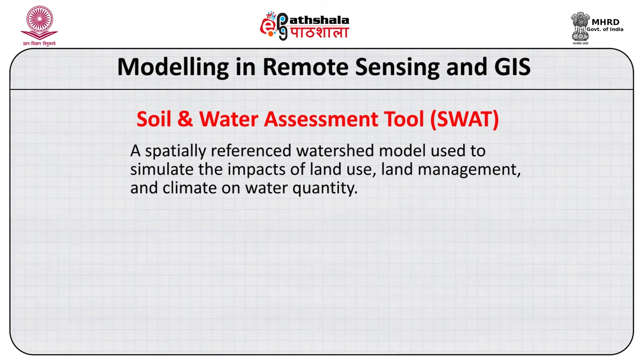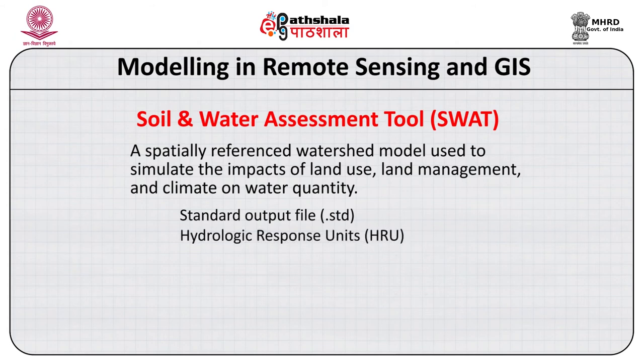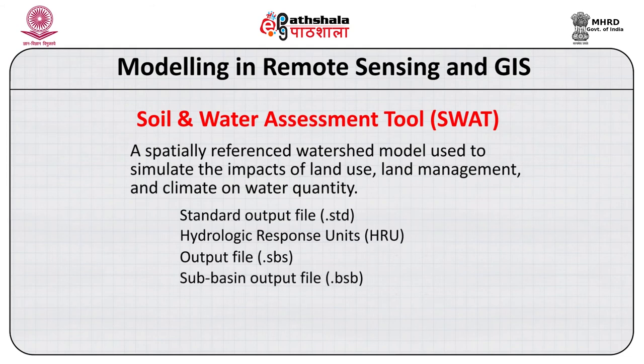A number of output files are generated by SWAT. These files can be grouped by the type of data stored in the file. There are 4 output files generated in every SWAT run. These files are the standard output files denoted as .std, the hydrological response unit output files, the sub-basin output files, and the main channel or reach output files. Other files that may be generated include pesticide summary files, stream water quality summary file, reservoir summary file, and lake water quality summary file.